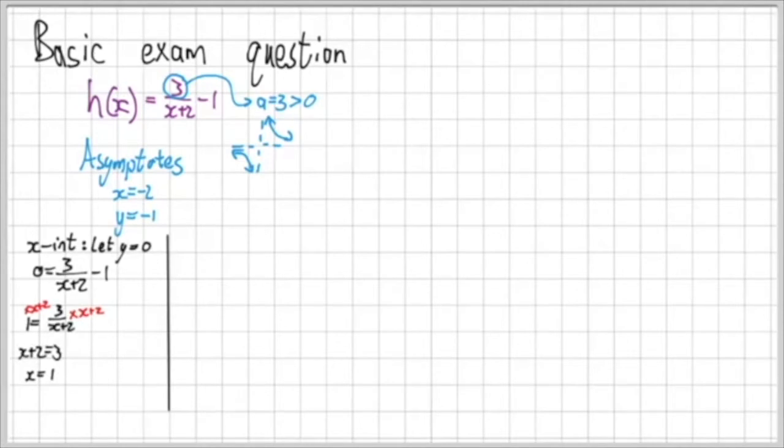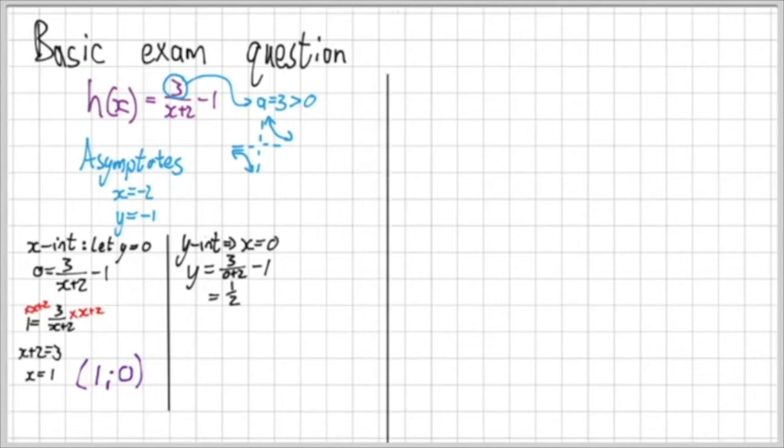Again, understand that I now have a set of coordinates. x is 1 and y is 0. To go over to the y-intercept, I've got to let x be equal to 0. So y is 3 over 0 plus 2 minus 1. So it's at a half. Again, this is a set of coordinates: x is 0 and y is a half. In other words, I can actually now sketch h of x. But I'm not going to do that, as you are seeing my writing on the board already.